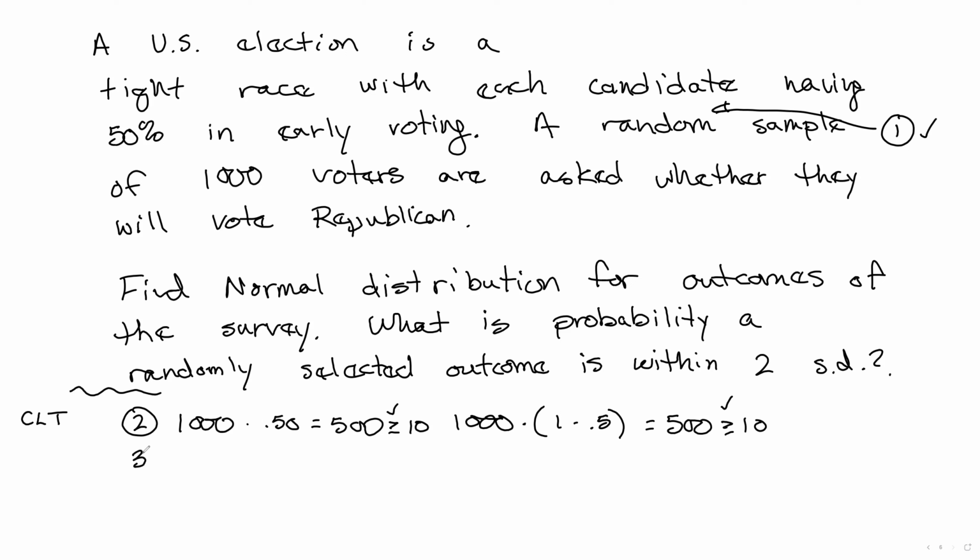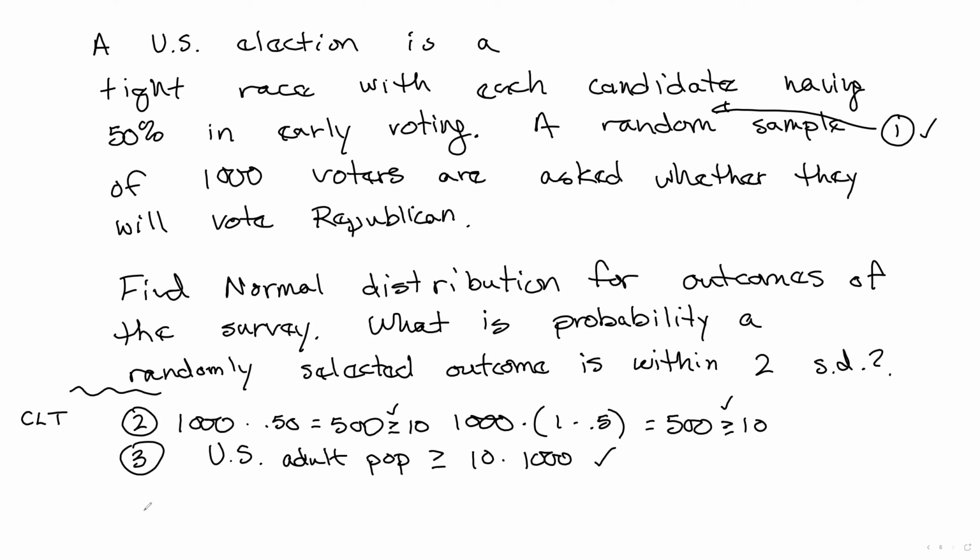All right, and then the third case, we need to check the size of the population. Since we're talking about a US election here, we're talking about the population of the US, or I should say the US adult population, which is definitely greater than or equal to 10 times 1,000. The US adult population, I don't know, it's probably 200 million or something like that. 200 million is definitely much bigger than 10 times 1,000, which is only 10,000. So that checks as well. So for the central limit theorem, all of our checks are satisfied.